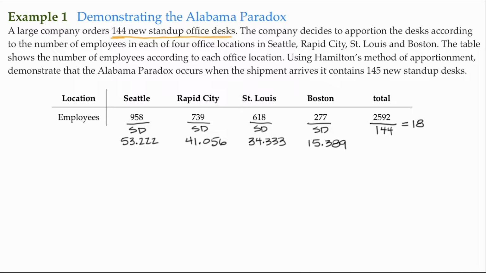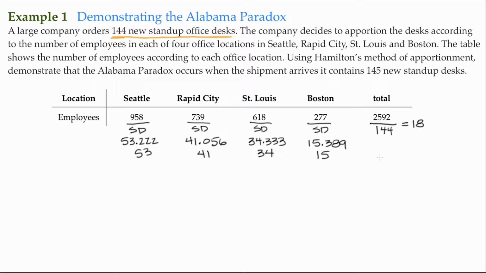We then use the quota rule and we round down according to Hamilton's method. We round down, so we round this down to 53. This goes down to 41. This goes to 34, and of course this goes to 15. Now if we add them up, 53 and 41, that's 94. 34 more, that's 128, and 15 more, that's 143. So we still have a desk left over.